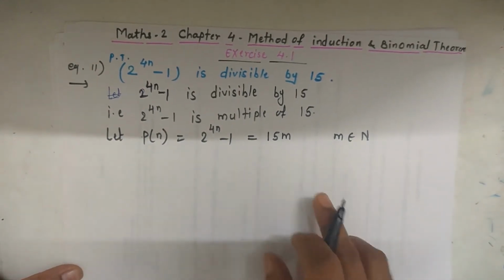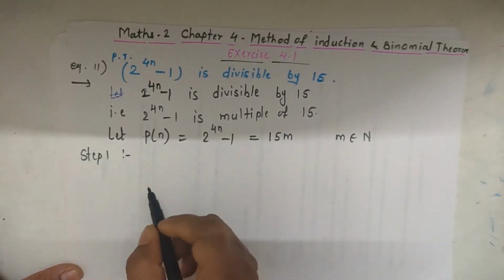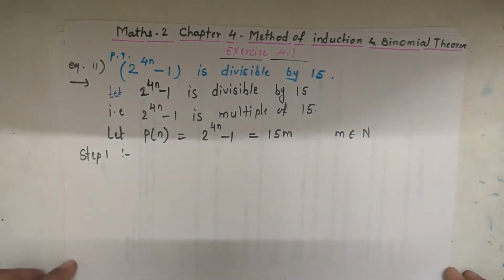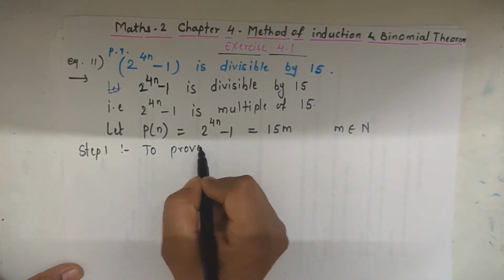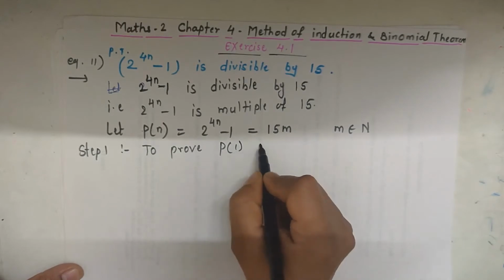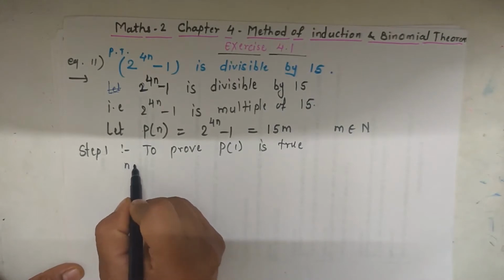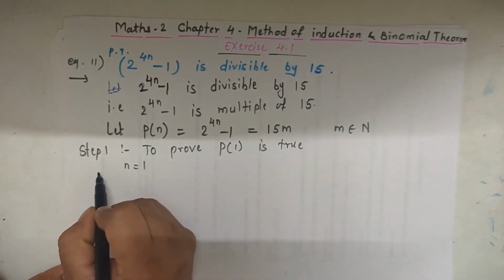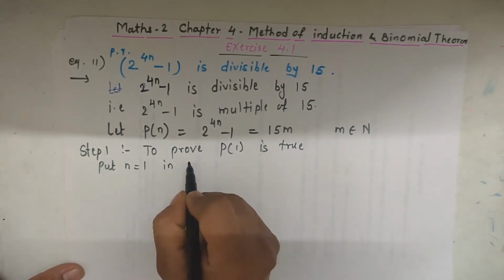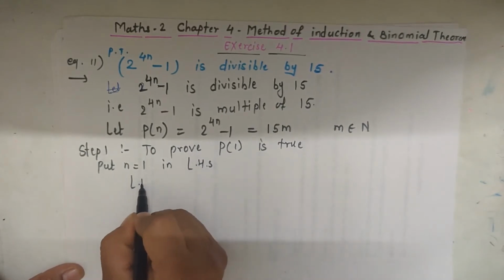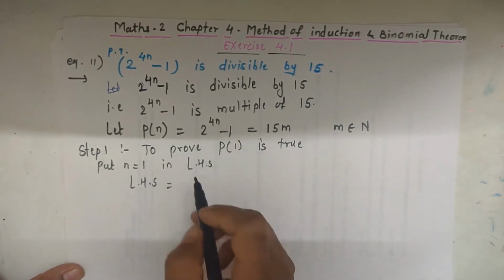Now by the principle of the method of induction, in the first step we have to prove that P of 1 is true. So to prove that P of 1 is true, put n is equal to 1 in the given statement. So we put n is equal to 1 in the LHS. Here the LHS of the given statement is 2 raised to 4n minus 1.